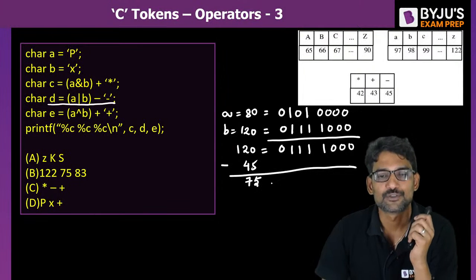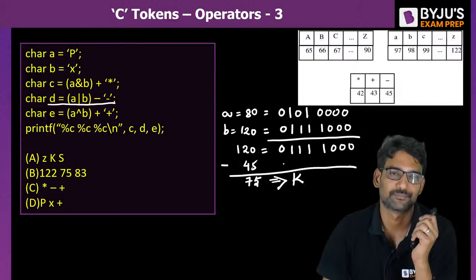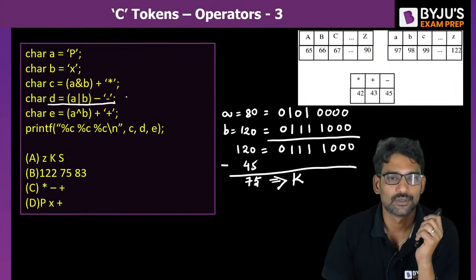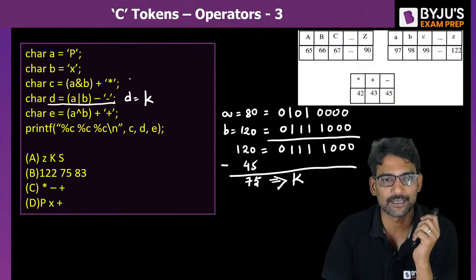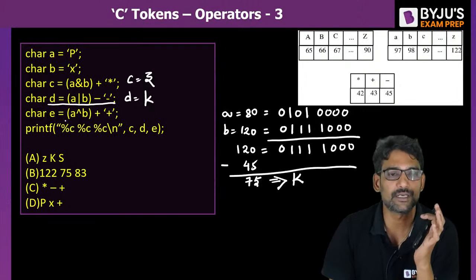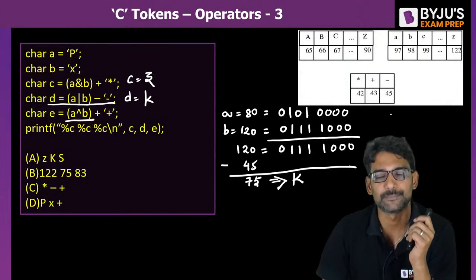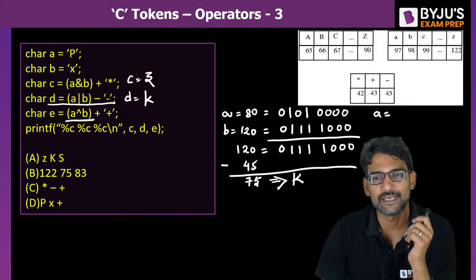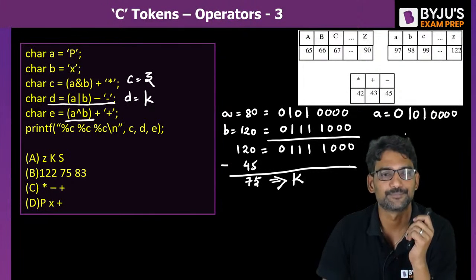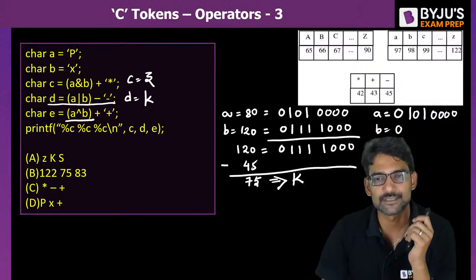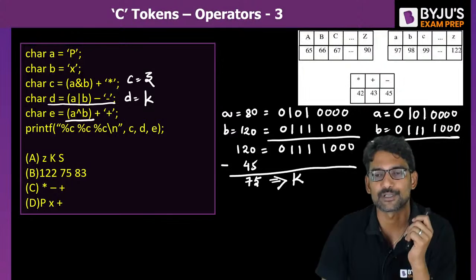Yes. So, 75 equivalent ASCII character is capital K. So, small d equal to capital K, small c is equal to small z. Now, E is equal to A XOR B. When A is 0, 1, 0, 1, 0, 0, 0, 0, B value is 0, 1, 0, 0, 0, 1, 0, 0. XOR operation.